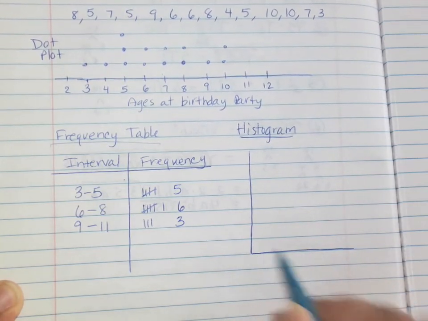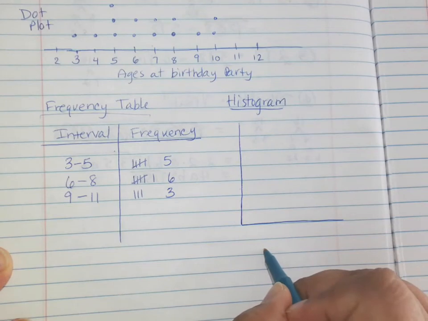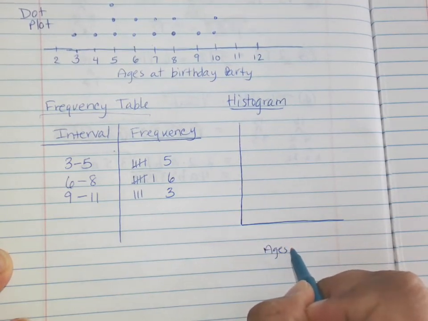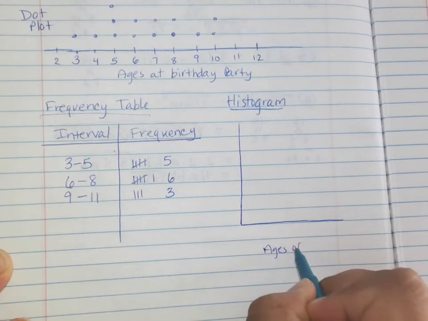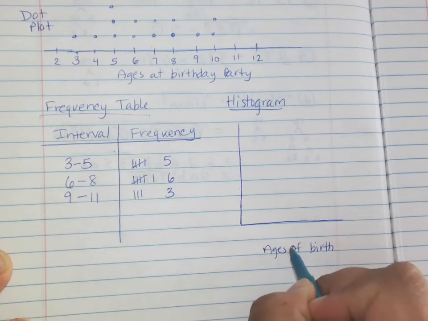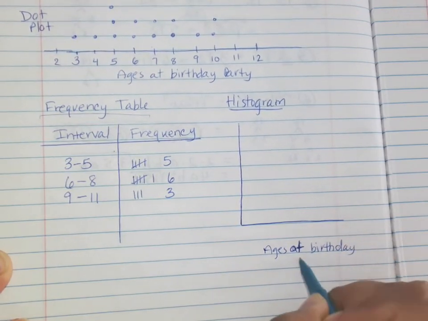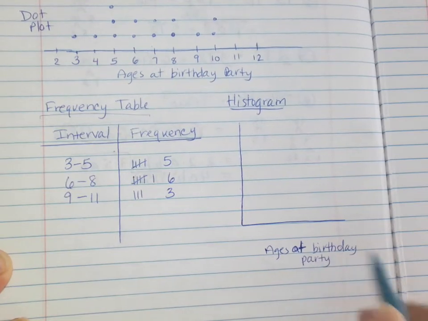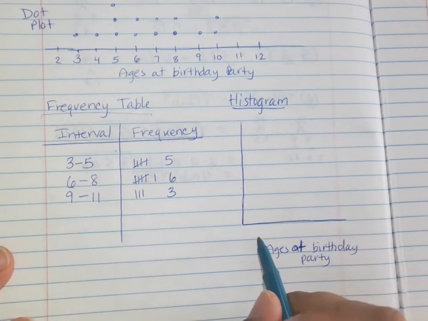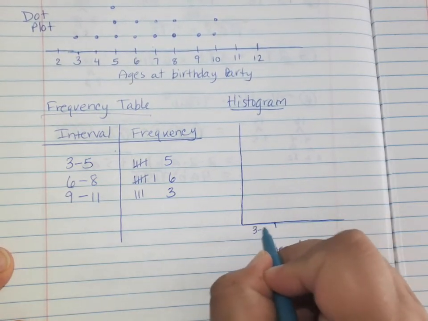So this kind of looks like a bar graph, like I said. Down here we're looking at ages at birthday party, and that's going to be where our intervals go. So my first interval would be 3 to 5.